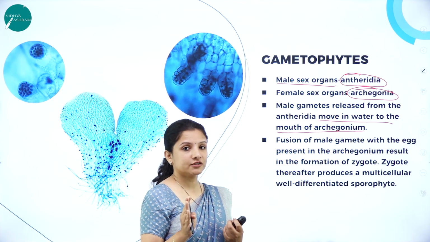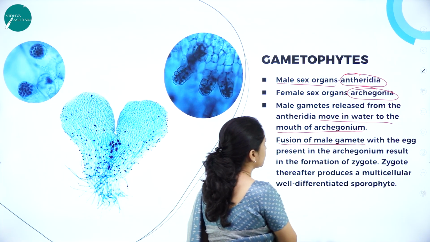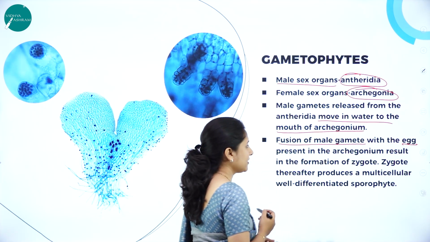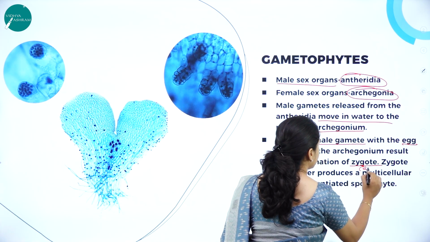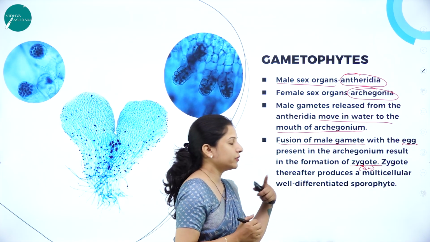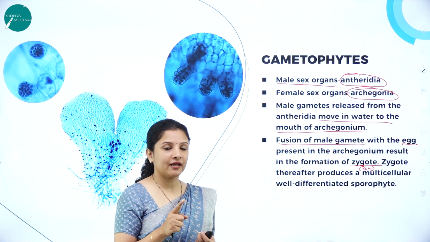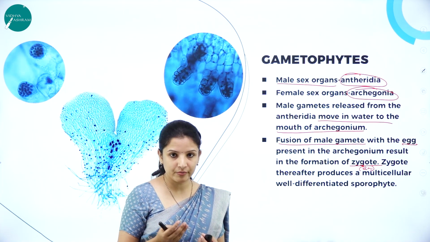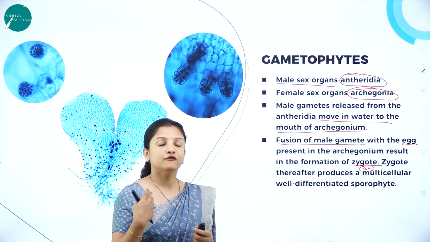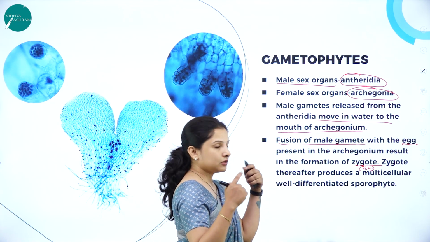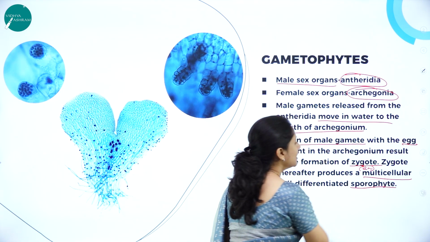And in the archegonium, what is produced? The egg is produced, right? So it will fuse with the egg. The male gamete, that is the anthrozoid, will fuse with the female gamete, that is the egg present in the archegonium, and it will form a zygote which is diploid, 2N. The zygote will directly undergo meiosis only in algal forms. But in bryophytes and pteridophytes, the zygotes do not directly undergo meiosis to form spores, but instead they will produce a multicellular, well-differentiated structure which is called the sporophyte.